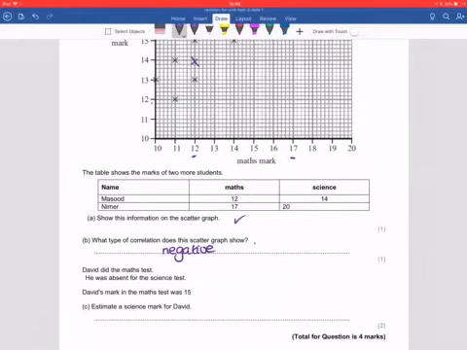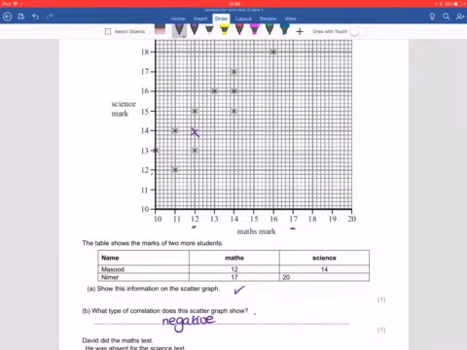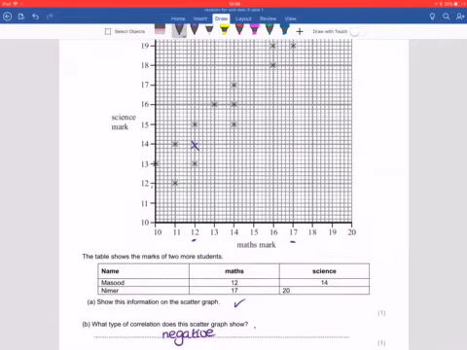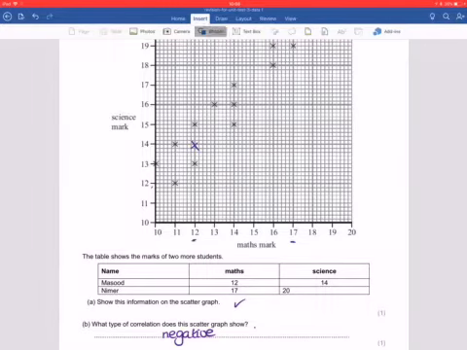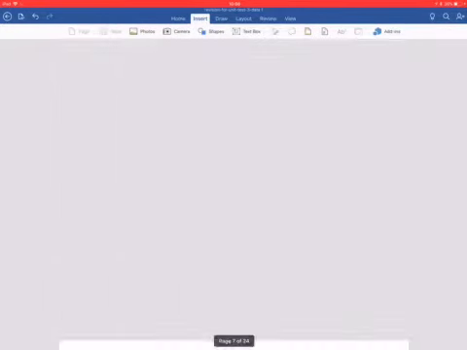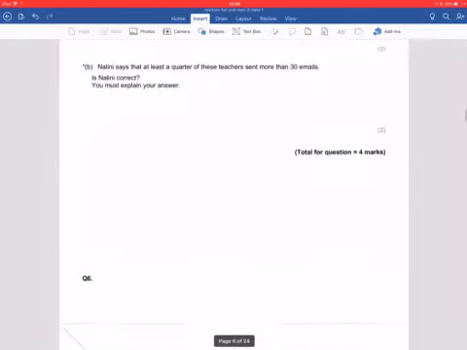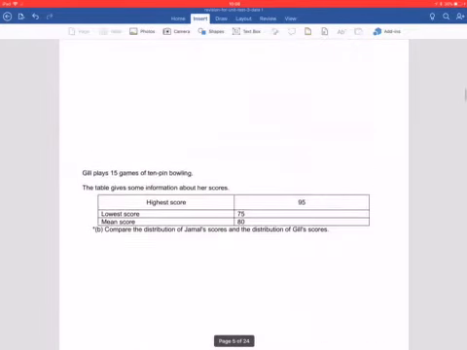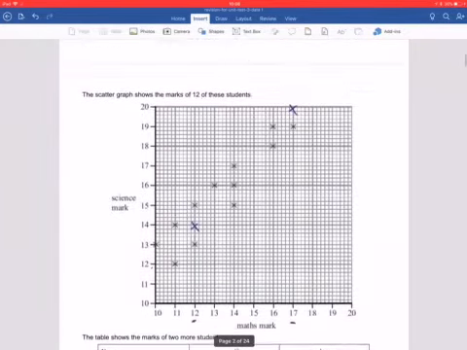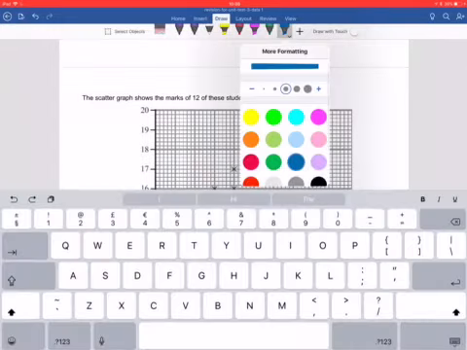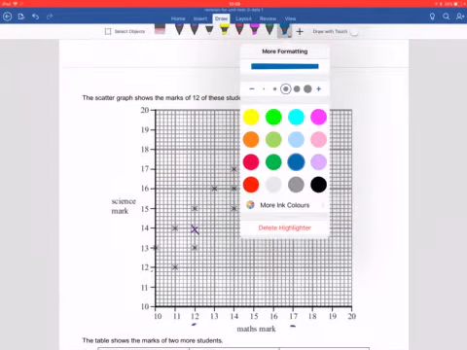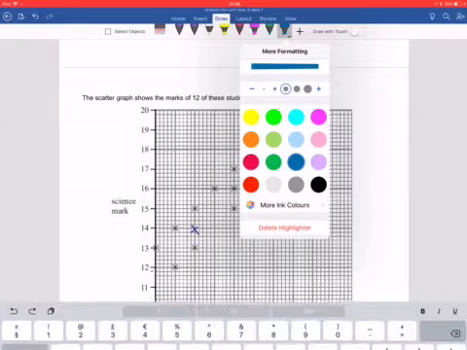Right, David did the maths test. He was absent for the science. David's mark in the maths test was 15. Estimate a science mark for David. You have to put in, otherwise you won't get the mark, a line of best fit. So I'm actually going to try and put in a line. Oops, sorry. That hasn't really worked, has it? I've lost it. Right, so I'm just going to draw it. Obviously, it's not going to work that way. So I'm going to draw a line instead.